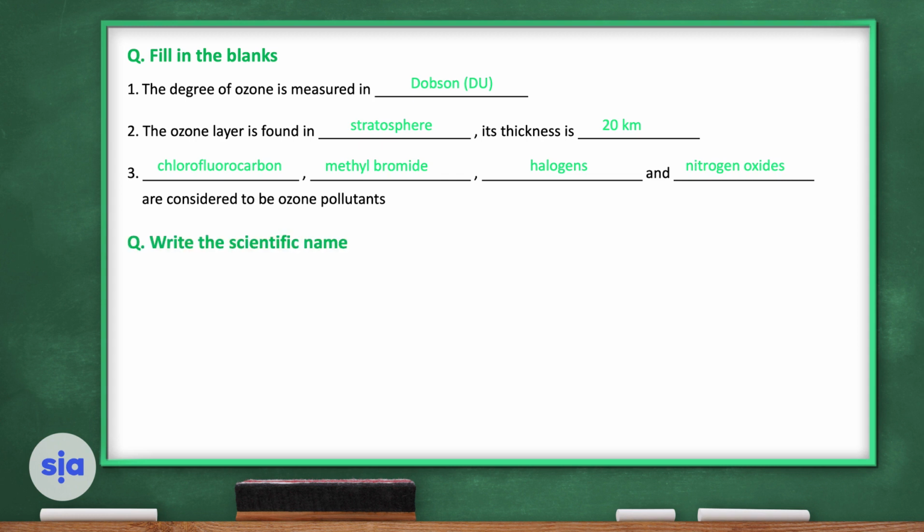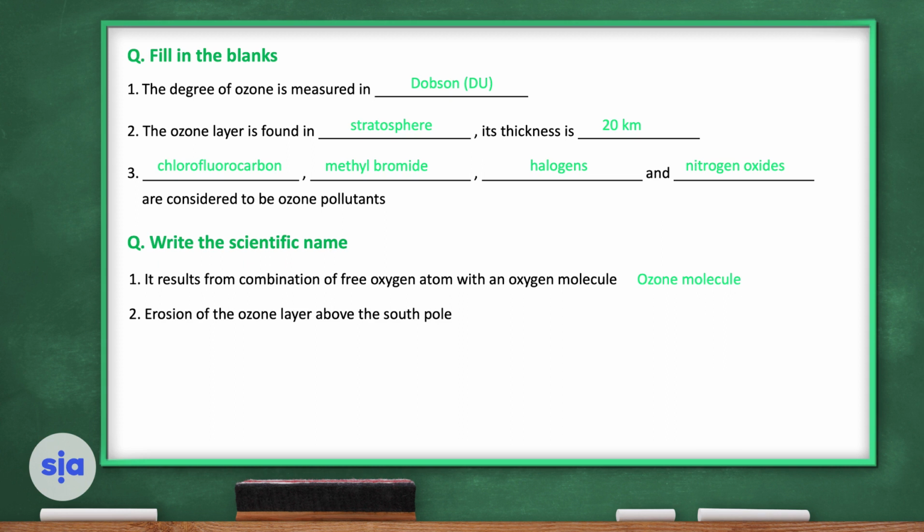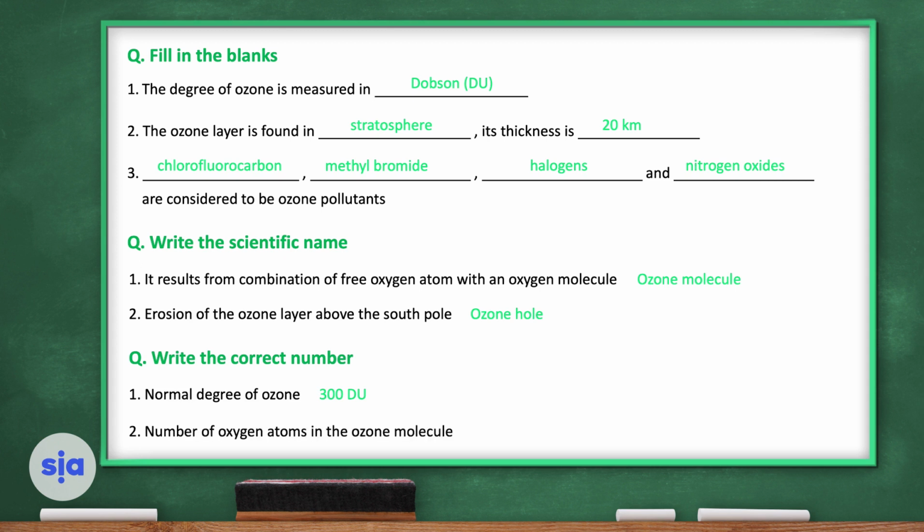Now, try to write the scientific name. It results from combination of free oxygen atom with an oxygen molecule: ozone molecule. Or erosion of the ozone layer above the South Pole: the ozone hole. Now write the correct number. Normal degree of ozone, 300 Dobson. Number of oxygen atoms in the ozone molecule, 3.